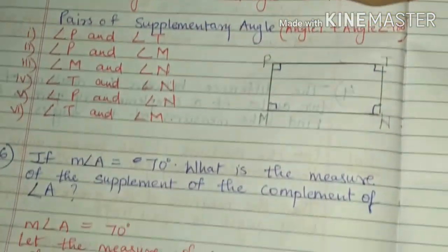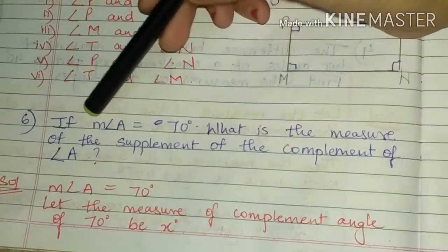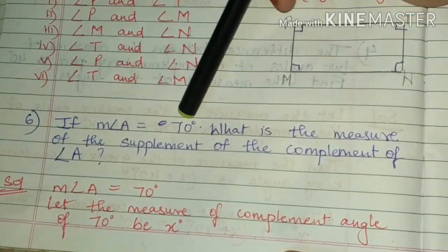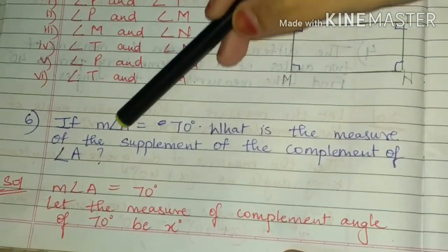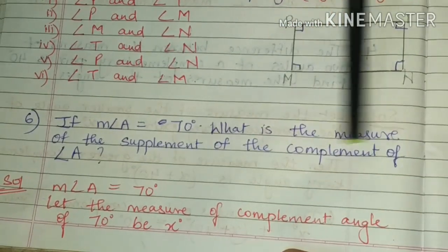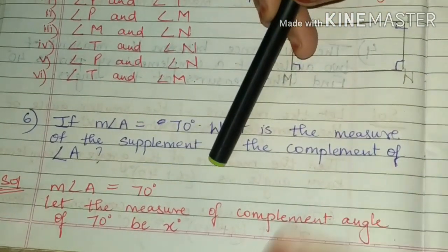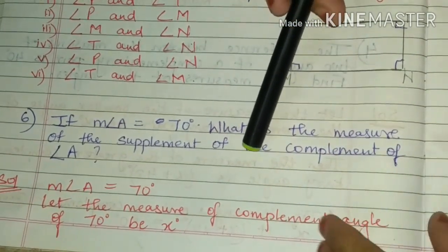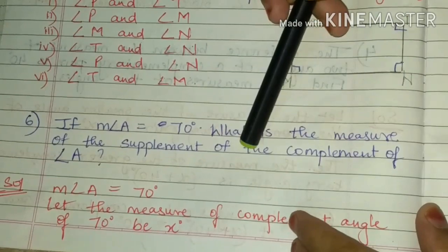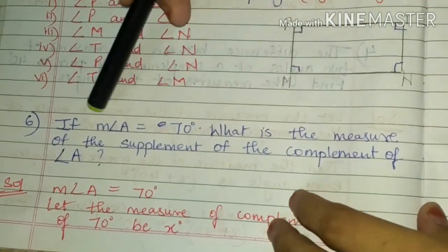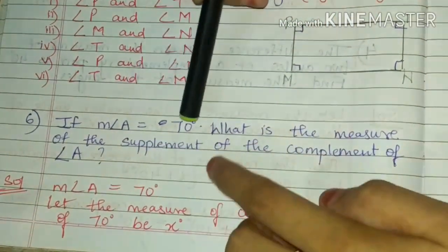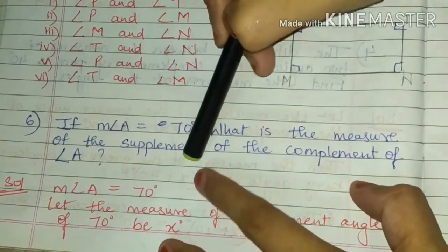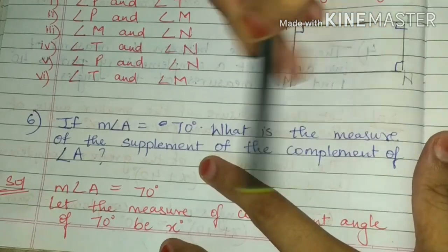Okay, now see, the sixth question. What is given? If measure of angle A is equal to 70 degree, what is the measure of the supplement of the complement of angle A? This is a little bit confusing. So you have to read the question very clearly: what is asked, what is given, what we have to find. Measure of angle A equals 70. What is the measure of the supplement of the complement of A?